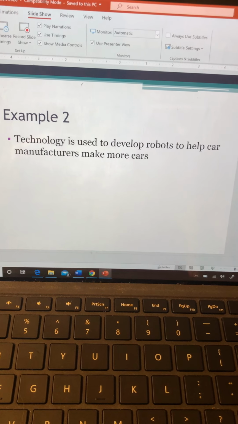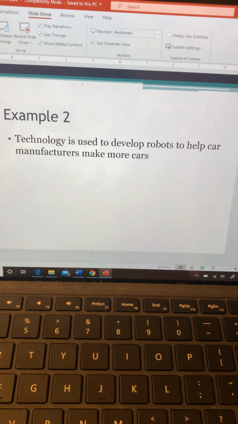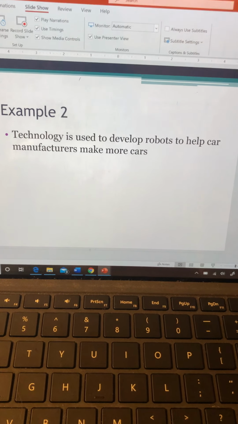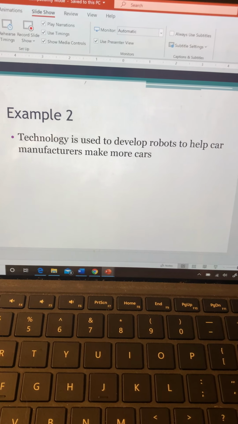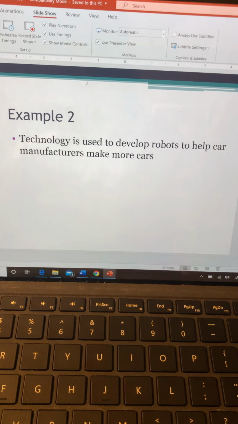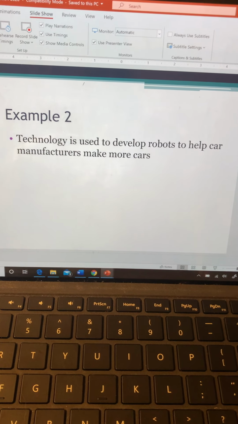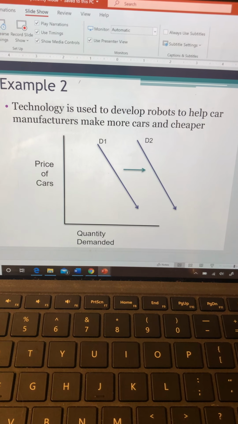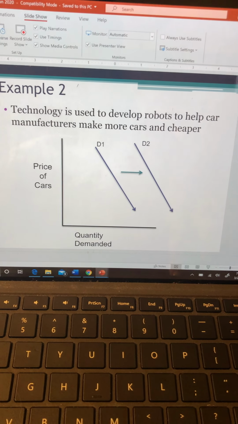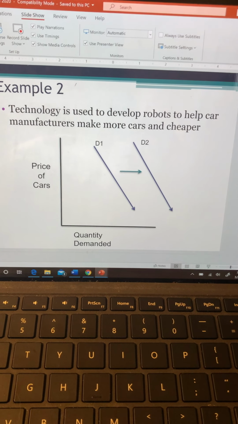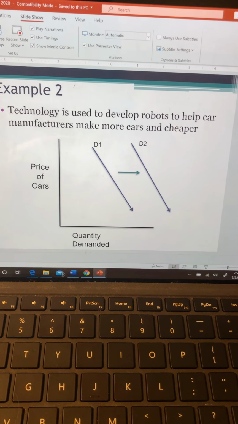Our second example, technology is used to develop robots to help car manufacturers make more cars. So how do you think this will now shift the demand curve? Will it shift it to the right or left, the demand for new cars? So this will actually shift the demand curve to the right. I hope you were thinking about that and got the right answer.